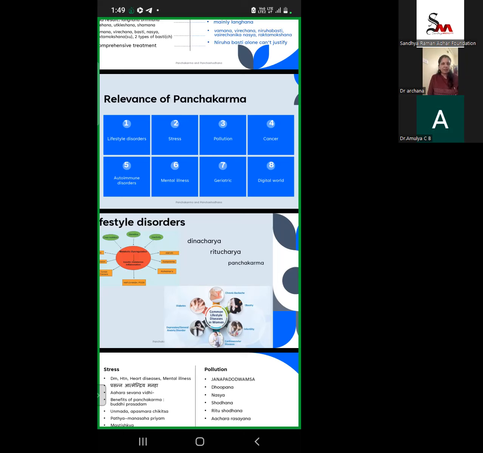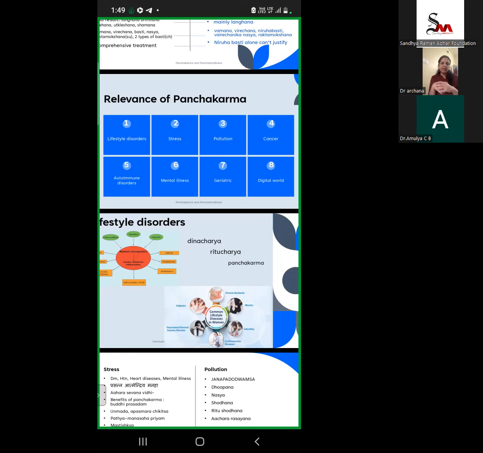Next is autoimmune diseases. As the name suggests, it is autoimmune. We don't know the reason yet why the body is attacking its own cells, right? So probably Panchakarma has an answer to these autoimmune disorders. Next is mental illness.